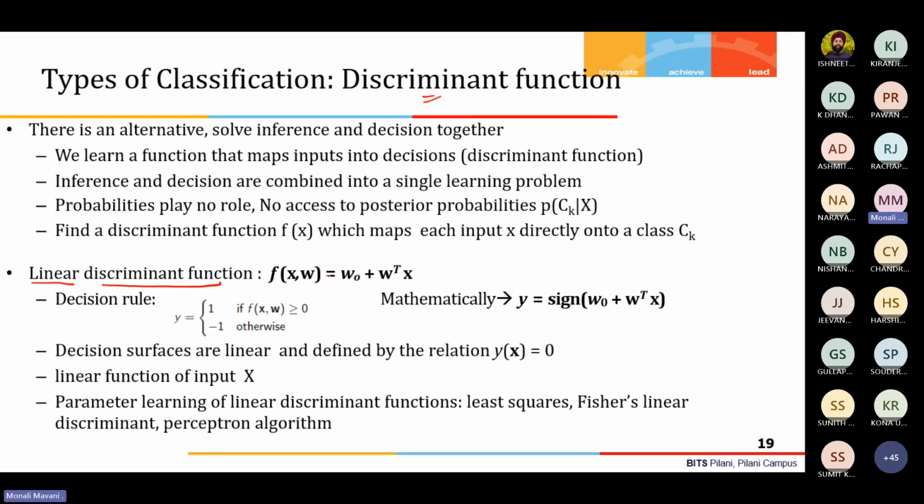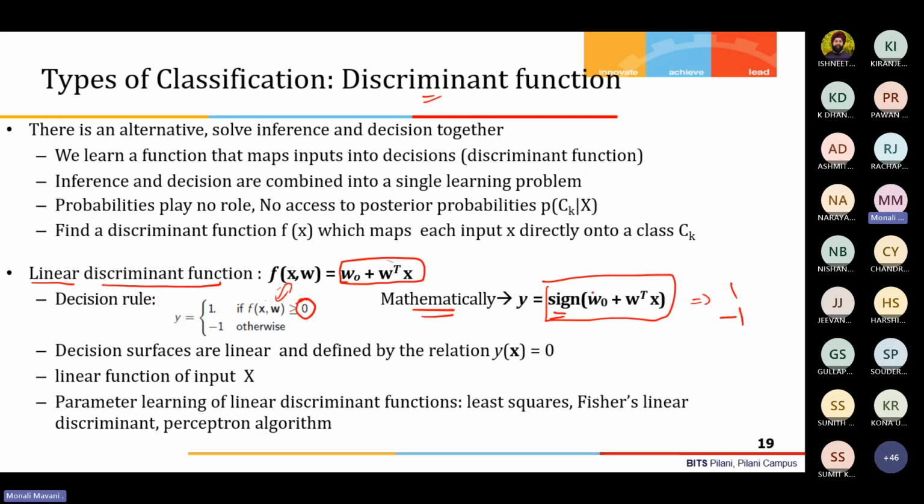Say we have a linear discriminant function. This is an example of a linear discriminant function. Then based on this, some decision rule is used. If the value of this discriminant function is greater than or equal to 0, then it is 1, otherwise it is minus 1. So the threshold is fixed at 0. Mathematically, we can combine these two equations using the sign function. So this function directly gives us output in the form of 1 or minus 1.